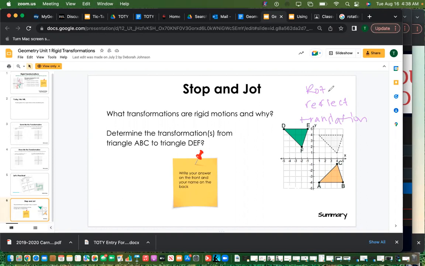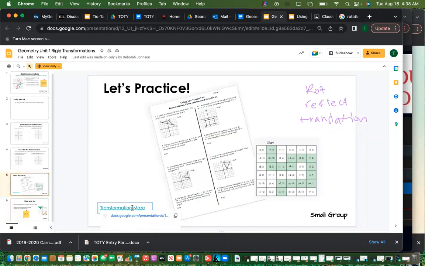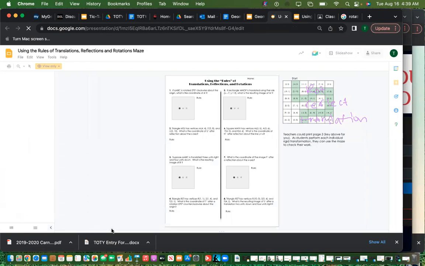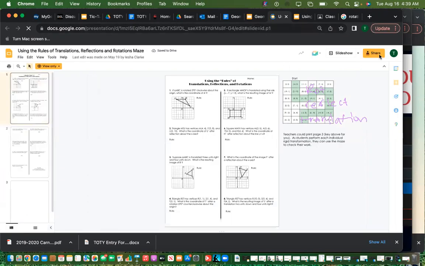So get some practice today. Again, you're answering this question. You're also submitting this document filled out, not the maze. I don't care about the maze. That's for you to check your answers. This work is what I'm worried about. Okay. So I'm going to make a copy of this into your Google Classroom.